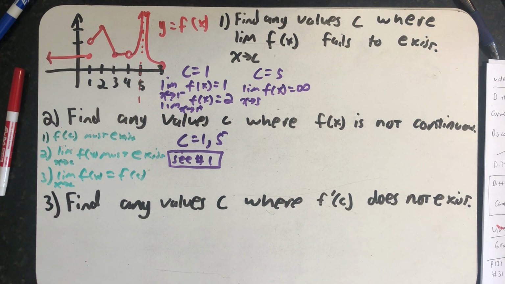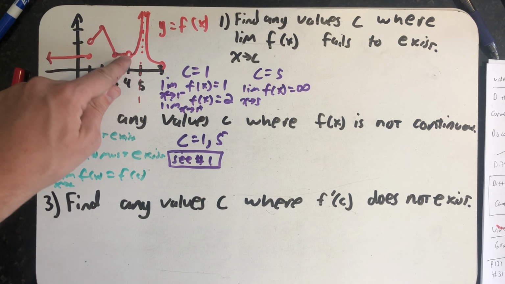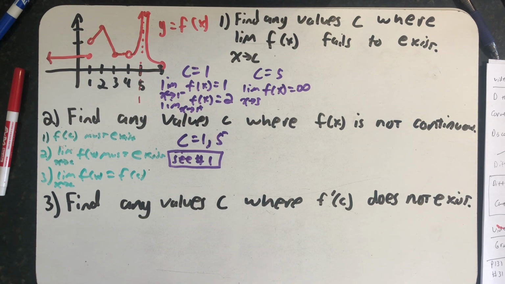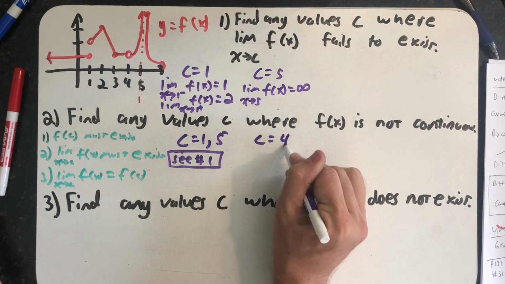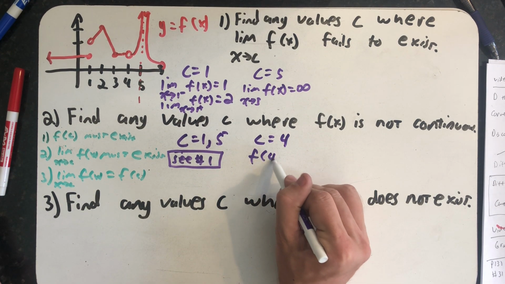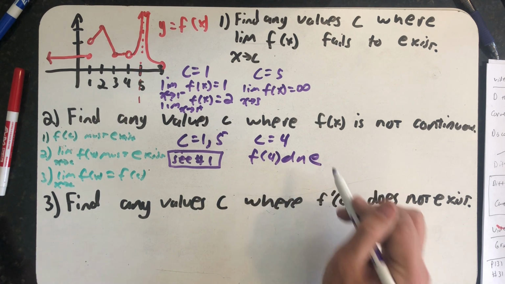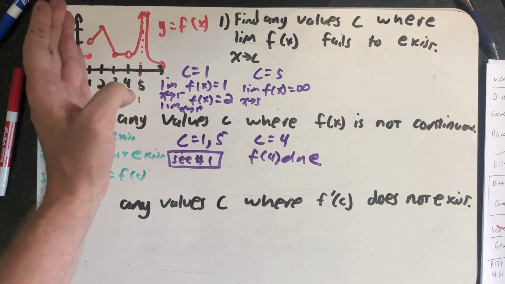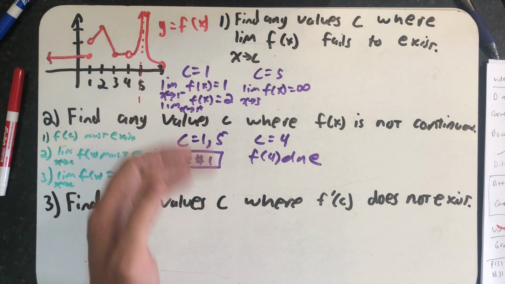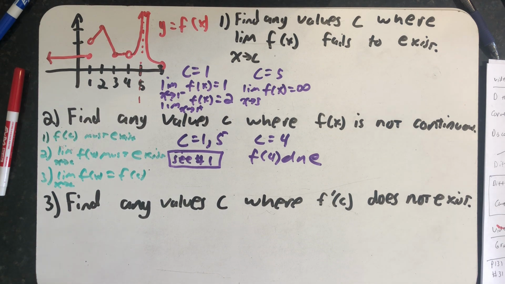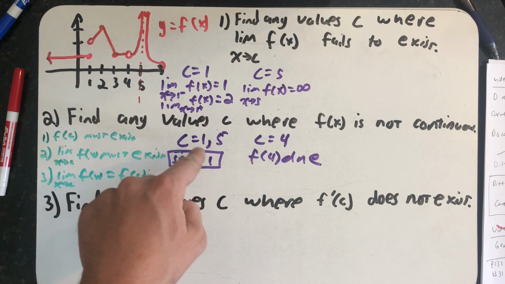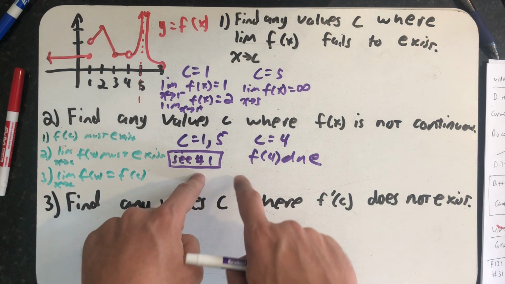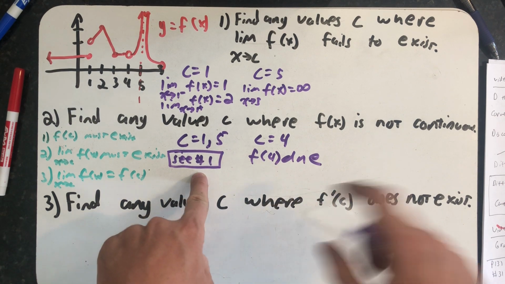Let's see where else I might not be continuous. And I'm really concerned about this spot right here. At c equals 4, f of 4 does not exist. So I see 3 discontinuities: a jump discontinuity, an infinite discontinuity, and here I have my removable discontinuity. All right. 2 places where the limit doesn't exist that automatically become answers to the question about continuity, and then 1 more place where I have a discontinuity.